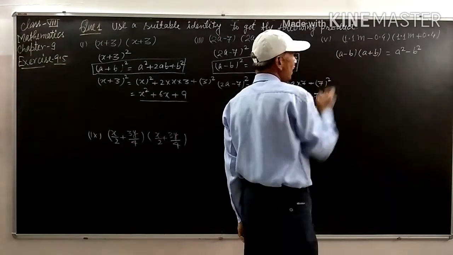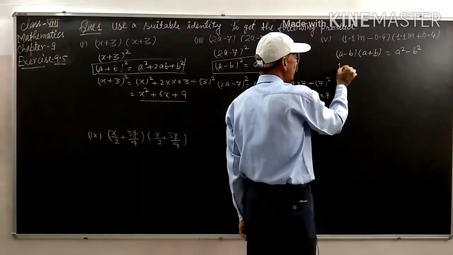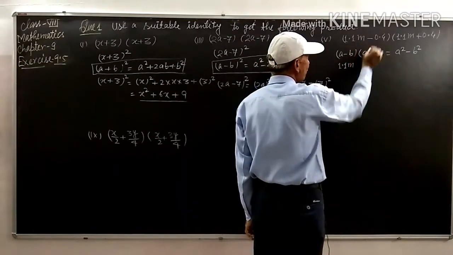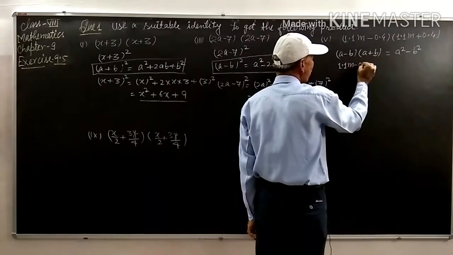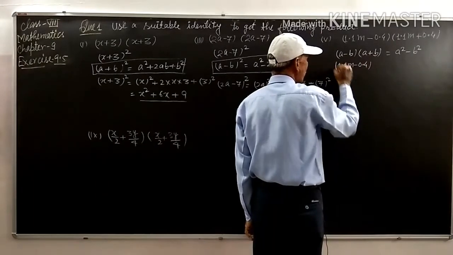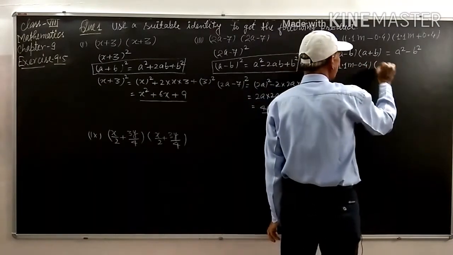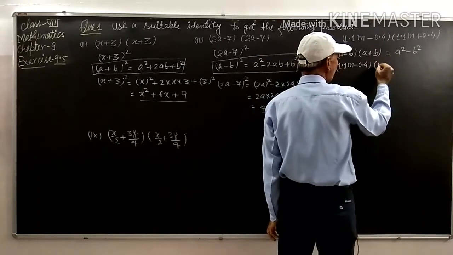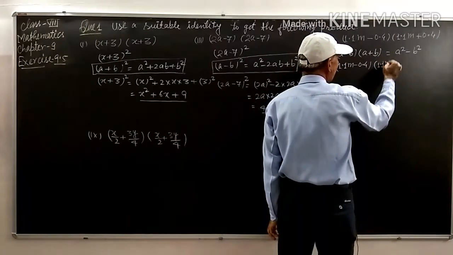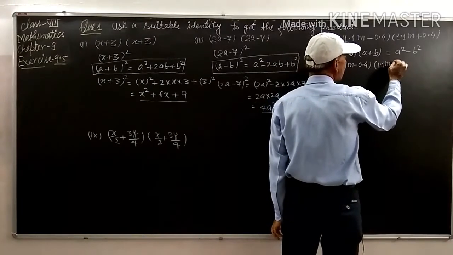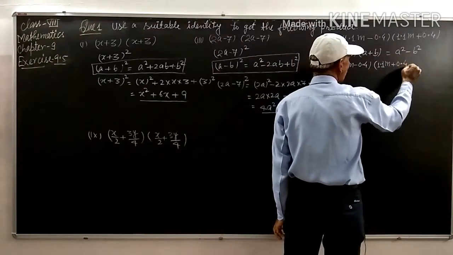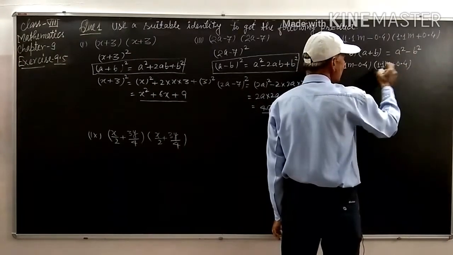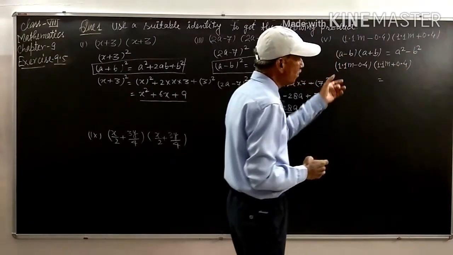Now in place of A there is 1.1 m, and in place of B there is 0.4. Again A minus B, this one A plus B, 1.1 m plus 0.4. Clear student? This expression of this A square minus B square.